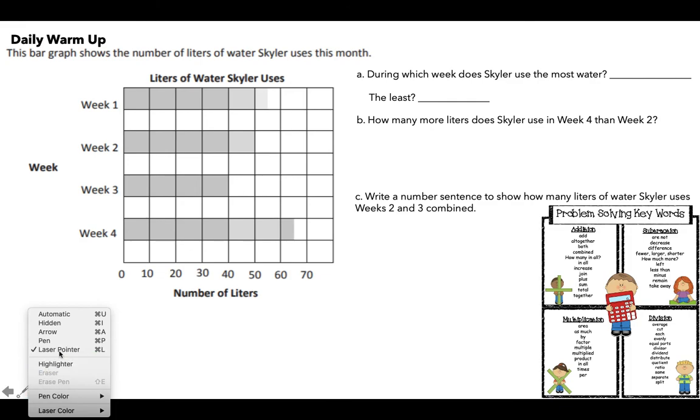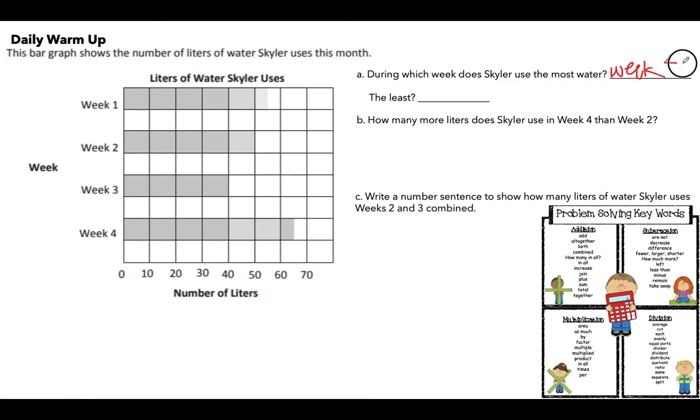So let's take a look at our first question. During which week does Skylar use the most water? Well, I can tell which one's the biggest without even counting. I'm looking at this graph and I see week 4 is the most. So, let me write week 4. Okay, which one is the least, the smallest? Let me take a look again at my bar graph. Week 3 is the shortest bar. So without even counting, I know that week 3 is the least.